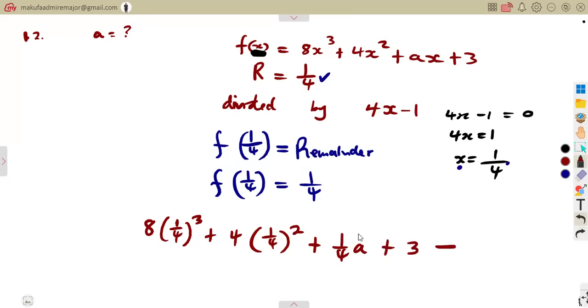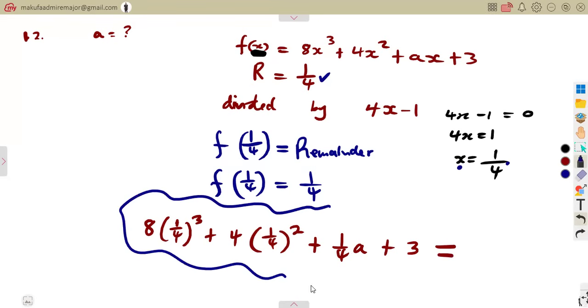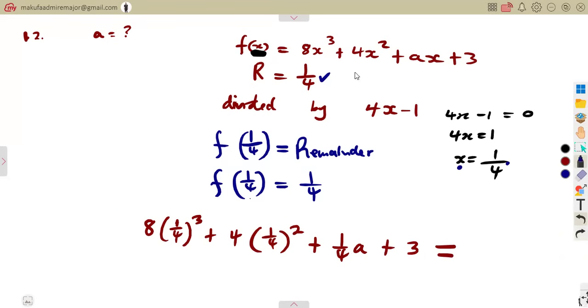So this part here is your f of x, and that is your f of 1 over 4, substituting 1 over 4 in place of x. But after substituting, we are saying it must be equal to the remainder. And our remainder is what? It is 1 over 4, according to what we are given there.